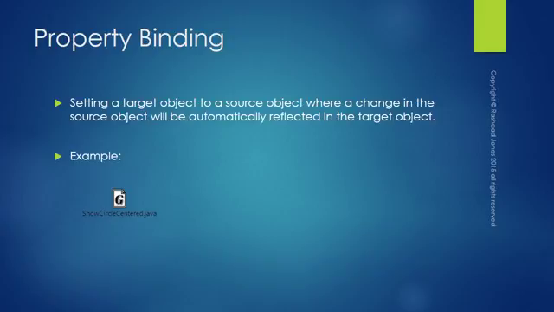Property binding, and this is a key definition to know, is where you set a target object to a source object, and the change in the source will automatically be reflected in the target object. So if I change something here, which is my source, then it's going to change whatever this target object is, because these guys are bound. So if I change the size here, it changes the size here automatically.